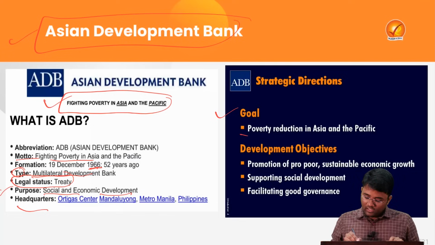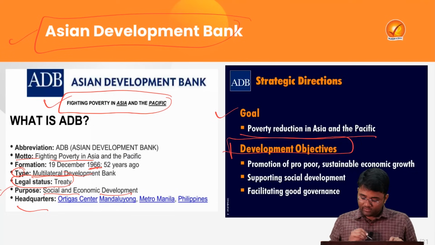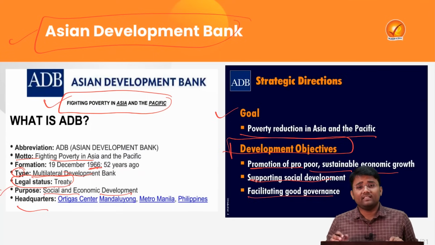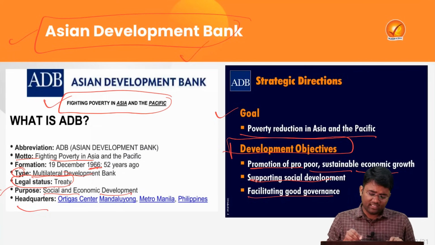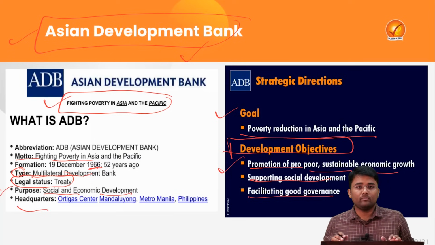The goal is to reduce poverty, and other developmental objectives are the promotion of pro-poor sustainable economic growth, supporting social development, and facilitating good governance. There are different shareholders in this bank, and India is also one of the shareholders. Various road and railway projects are being funded by the ADB, and that is how it ensures the promotion of pro-poor and sustainable economic growth in different parts of Asia and the Pacific in particular.